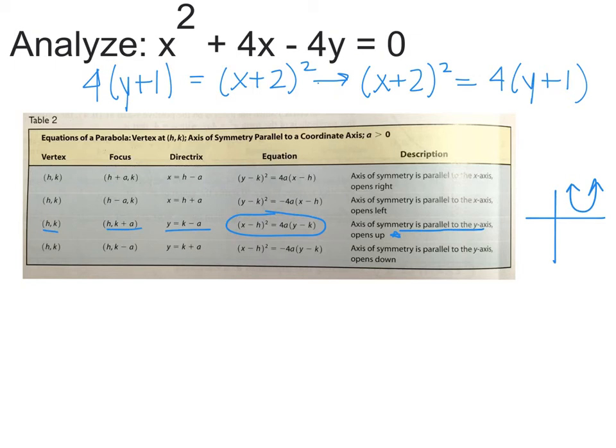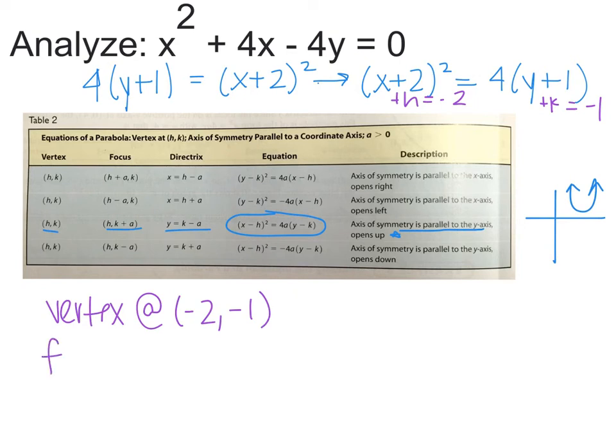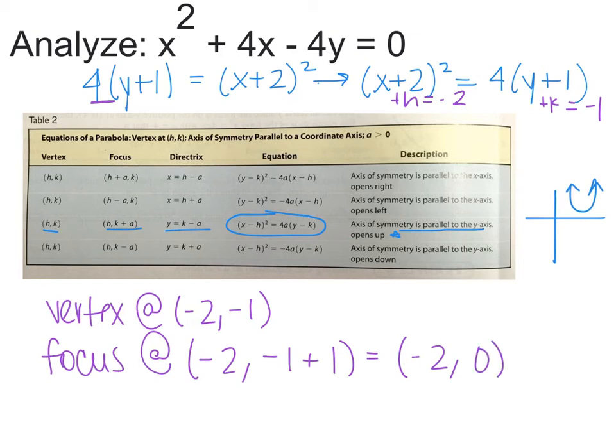So let's start. So this is going to give me my h, but it's negative. So my h, if I made it positive, is negative 2. And my k right here, if I made that positive, is going to be negative 1. So my vertex is at negative 2 comma negative 1. And my focus is at h, so that's negative 2, and then k plus a. So I have k as negative 1, and then my a is this thing that makes this 4. So 4 times 1 gives me 4. So my focus is at negative 2 comma 0.